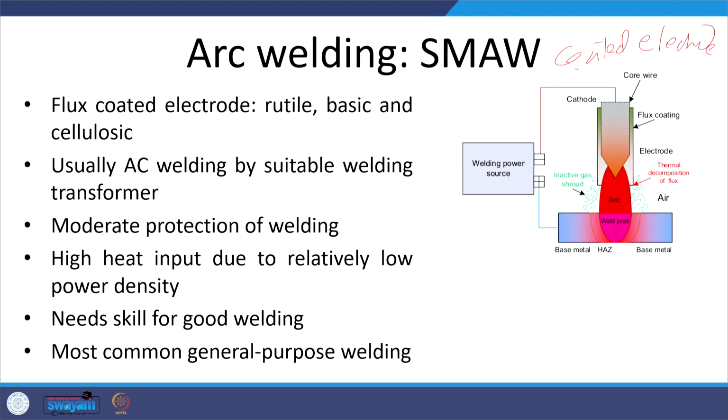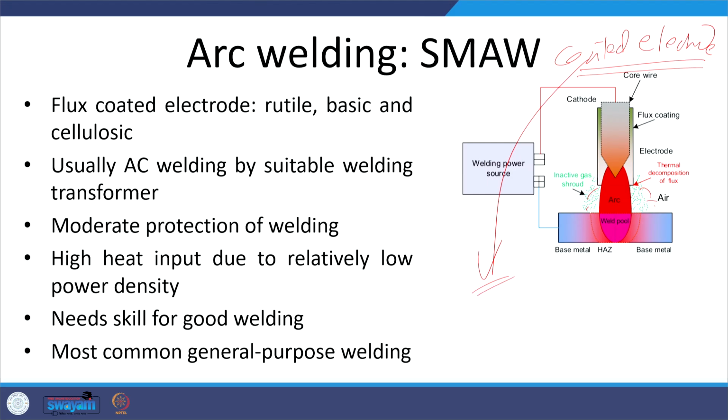The electrode coating is crucial here. It must be designed properly so that it allows easy arc initiation, a stable arc, and the desired deposition rate. It allows control, as per need, to modify the composition of the weld metal, and it allows protection of the weld pool by producing these inactive gases. So, the coating on the electrode core wire is probably the most important aspect in SMAW, and it has to be designed.